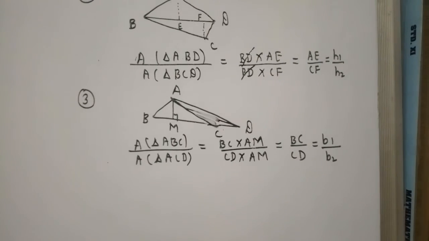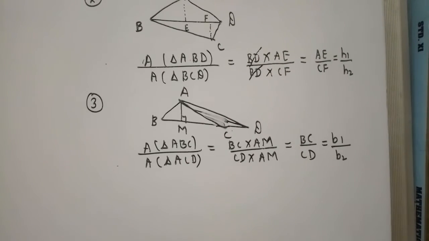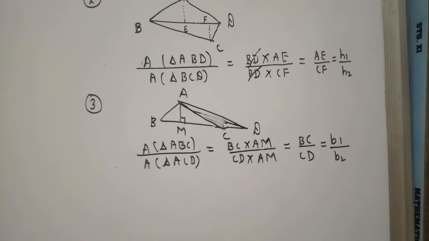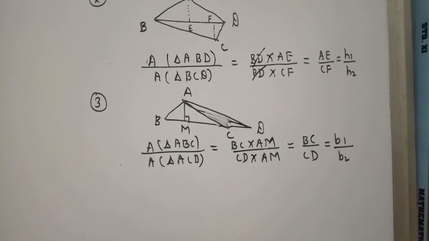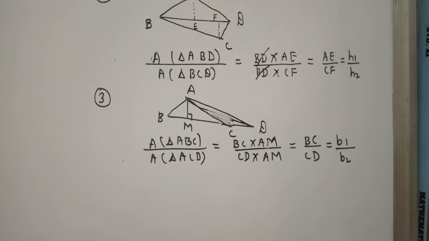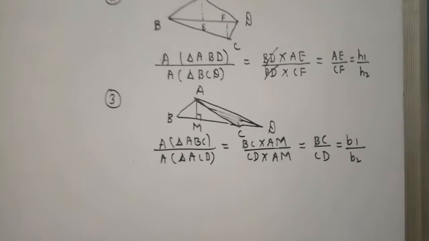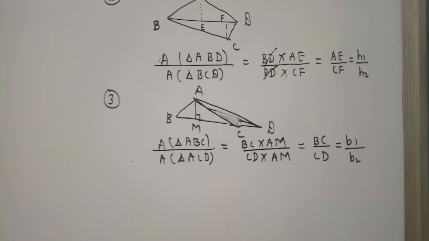So friends, what can we conclude? We can conclude that when the height is same, the ratio of areas of two triangles is equal to the ratio of their corresponding bases. I repeat, it is equal to the ratio of their corresponding bases.